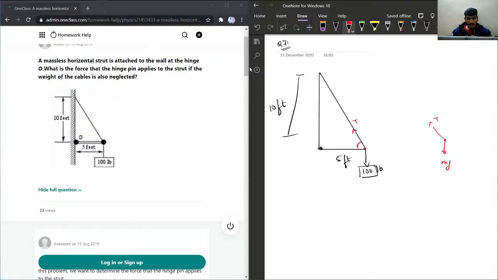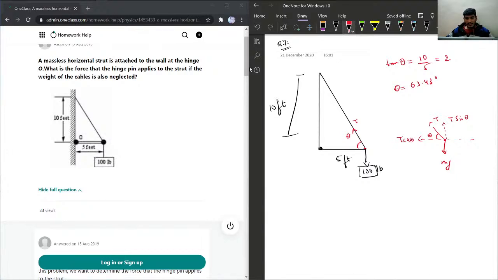So for this angle I can write tangent theta, let's say theta is 10 over 5, which is 2. So tangent inverse of 2 will be 63.43 degrees. So my theta is 63.43 degrees. Let's say this is the horizontal and this is angle theta, and I'll take the components of this tension. So this will be T sine theta and this will be T cos theta.